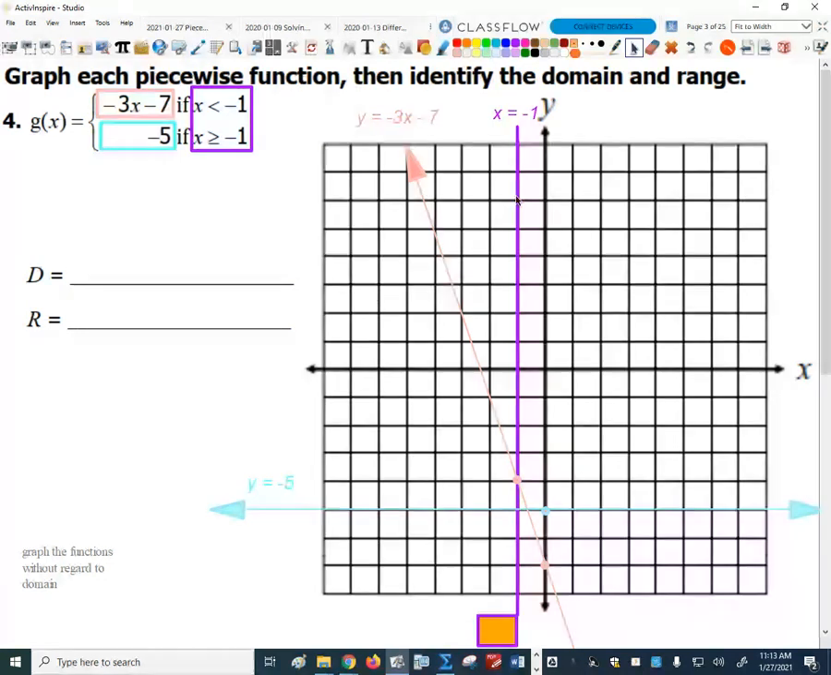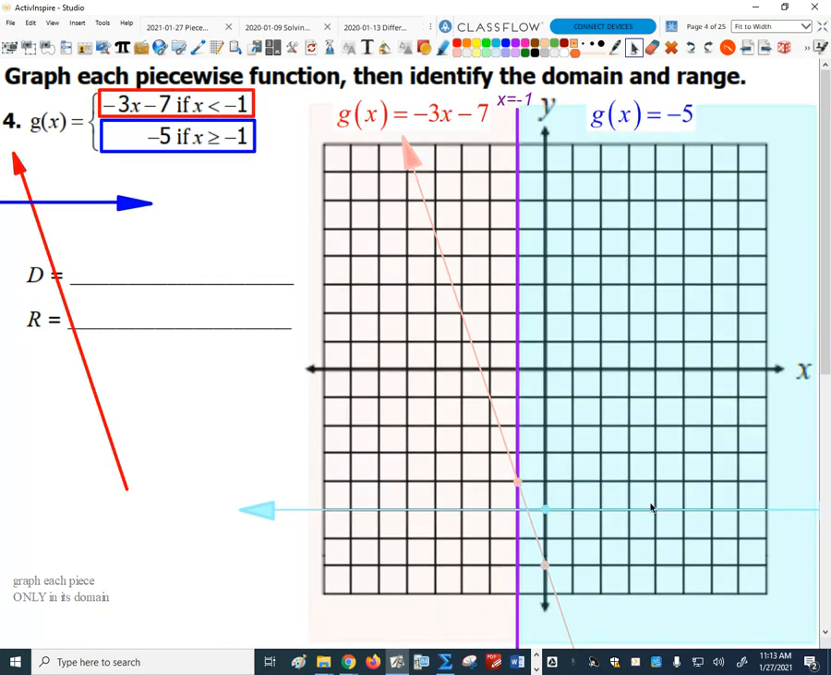So there's my boundary piece. Now my goal is, even though I graphed the entire line, y equals negative 3x minus 7, and I graphed the entire line, y equals negative 5, I really only am supposed to graph the red piece in its domain. We'll call that the red region. That's going to be every place to the left of my boundary line, isn't it? Because where is x less than negative 1? It's to the left of my vertical line.